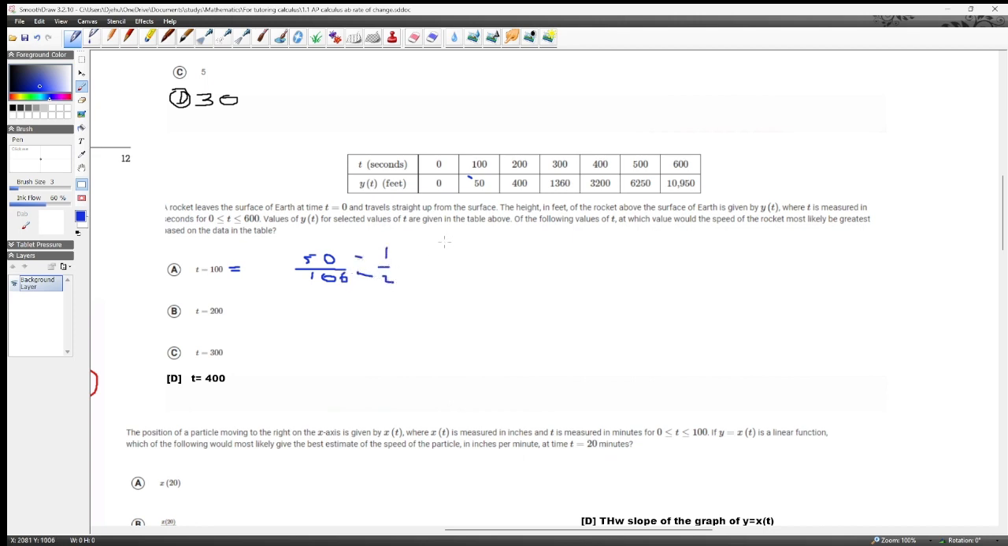I put 100 without subtracting 0. So here for B, we're subtracting 400 minus 50, which is our y(t), in feet. So it will be equal to 350 divided by 100. Remember, we're increasing by 100, so it's fine. I just forget sometimes to write down my math, why it's 100.